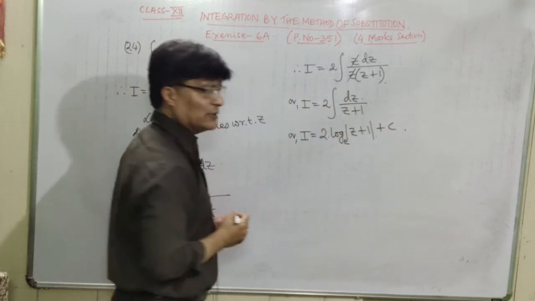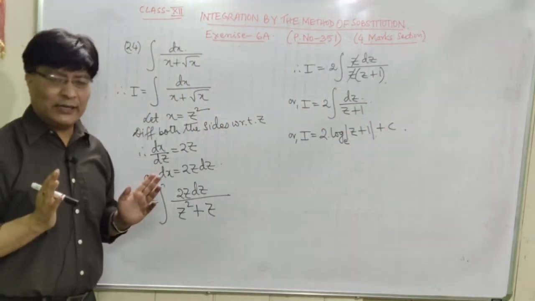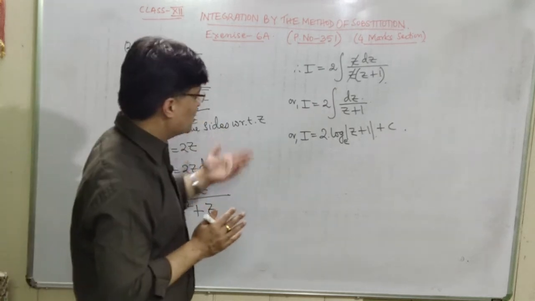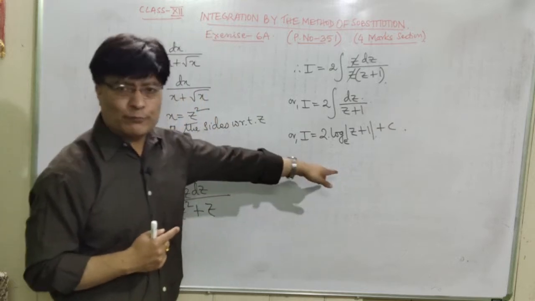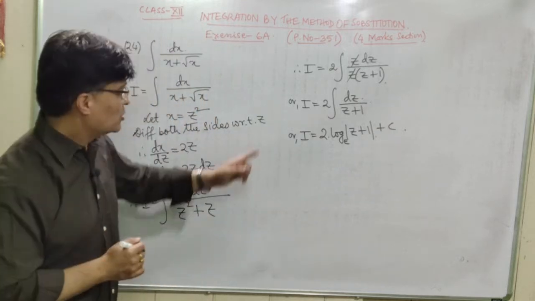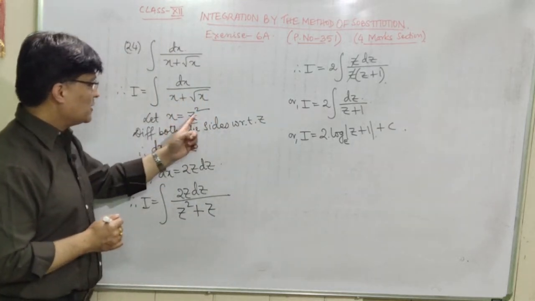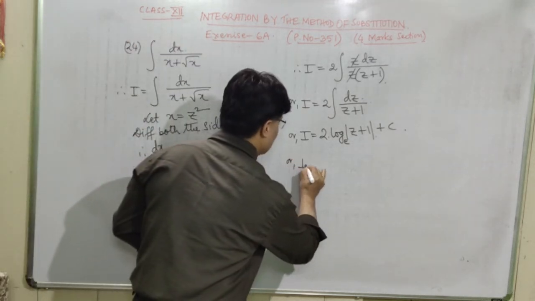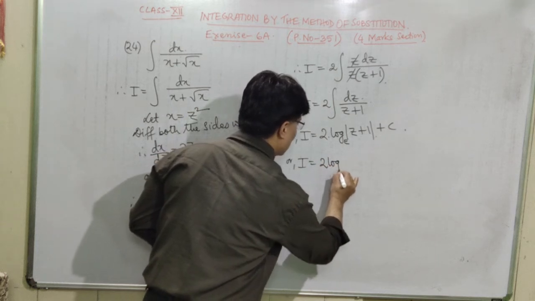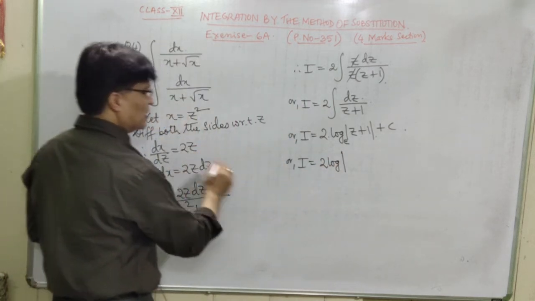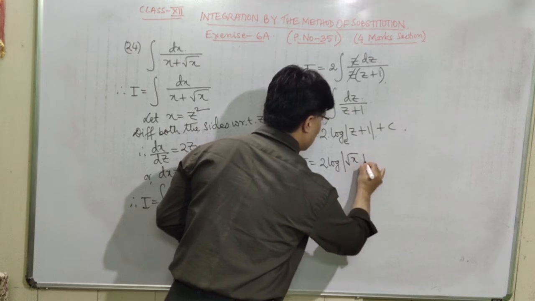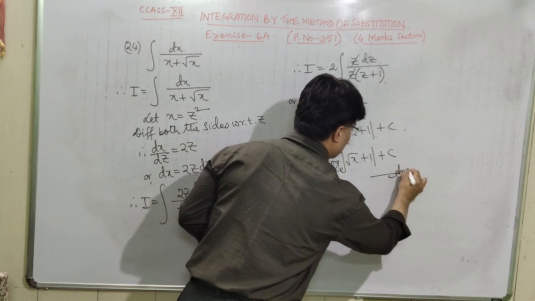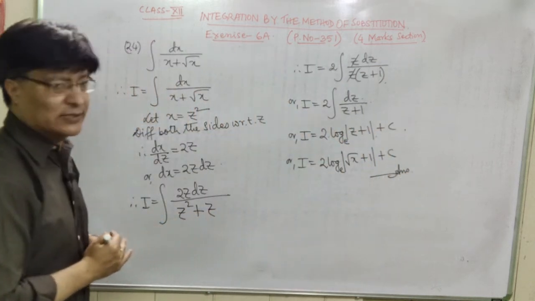But you can put the value of z. You have to put the value of z, okay? Don't leave the answer here. If it carries 3 marks, 1 mark will be deducted if you don't put the value for z here. So what is the value for z here? If z square is equal to x, the value for z is root x. So I is equal to 2 log within mod, root over x plus 1, plus c. Here the base is e. So this is the final answer.